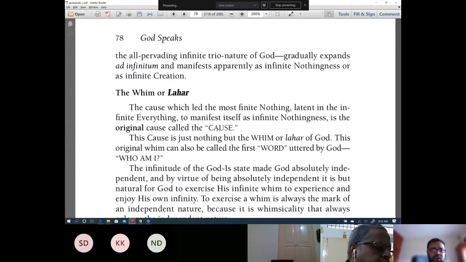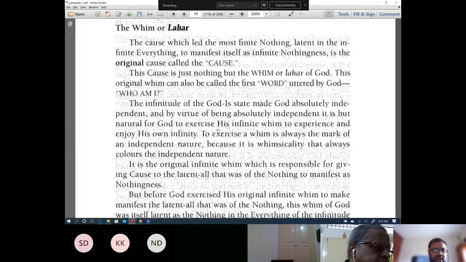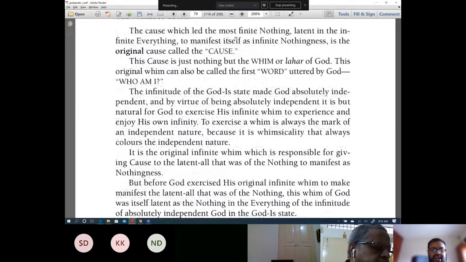The whim, or the lahar. The cause which led the most finite nothing, latent in the infinite everything, to manifest itself as infinite nothingness is the original cause, called the cause. The cause is just nothing but the whim or lahar of God. This original whim can also be called the first word uttered by God.